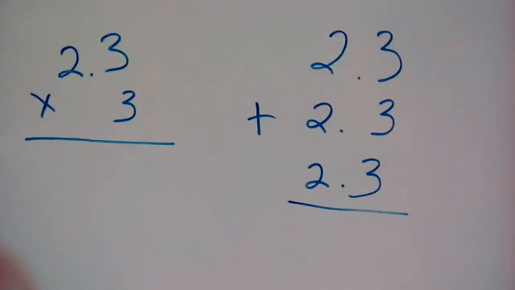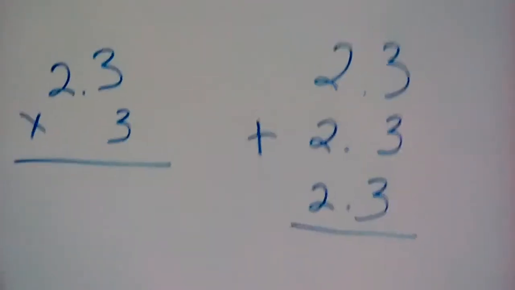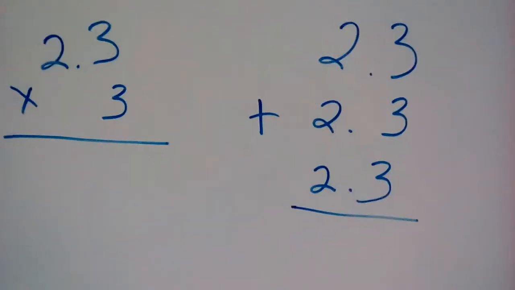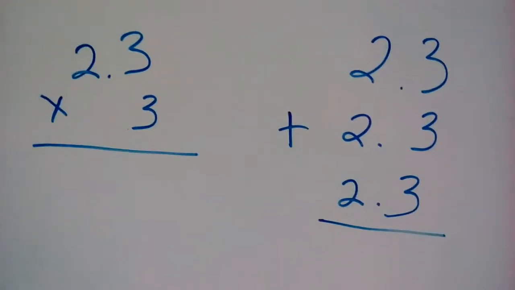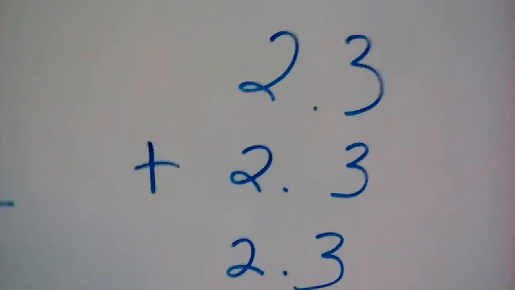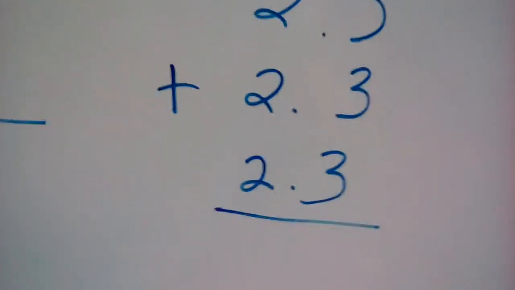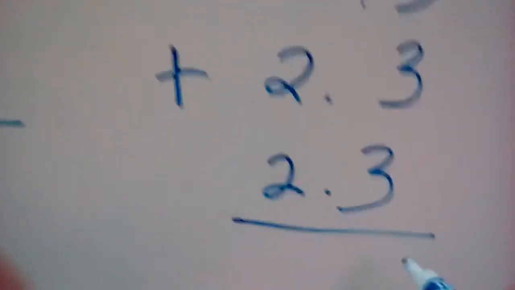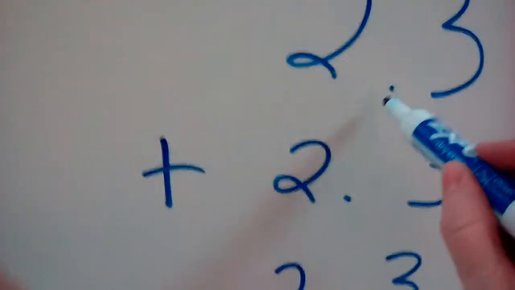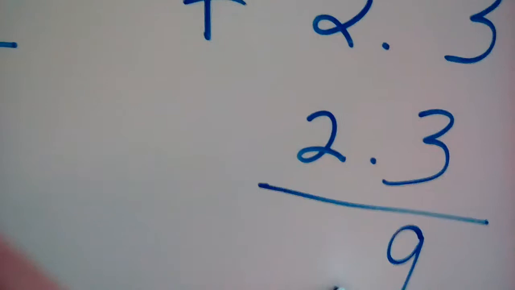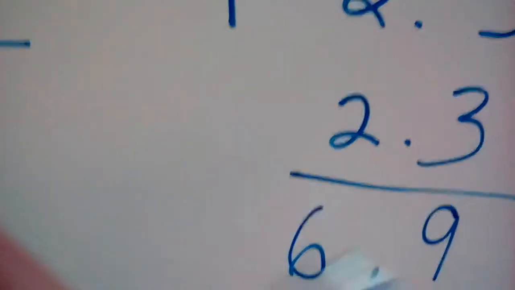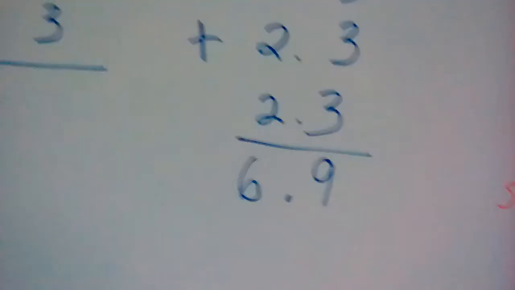So instead of adding large numbers or multiple numbers together, I can just say, hey, I've got 3 groups of 2.3 and I can just multiply it. But we're going to look at the addition first. So I have 3 plus 3 plus 3, which is 9, right? Here's my decimal. I'm just going to move it down, and then I have 2 plus 2 plus 2, which is 6. So my answer would be 6.9.